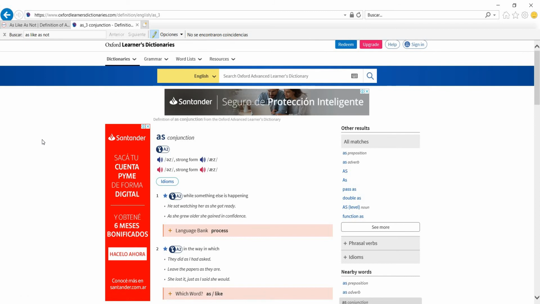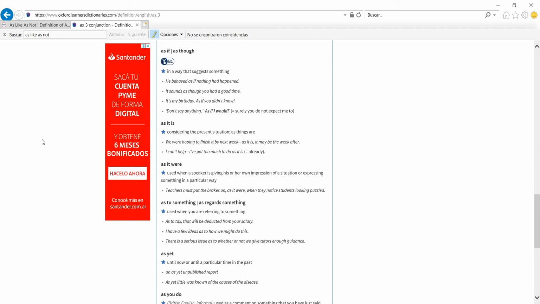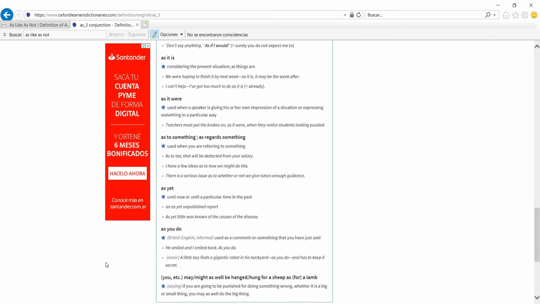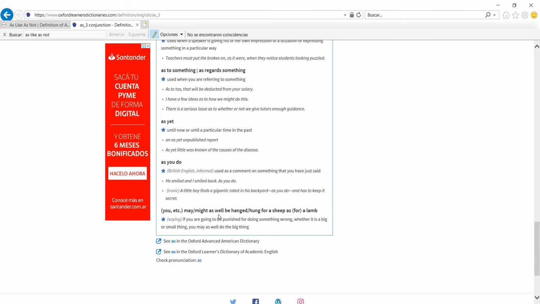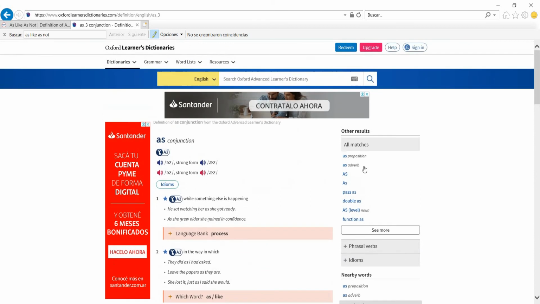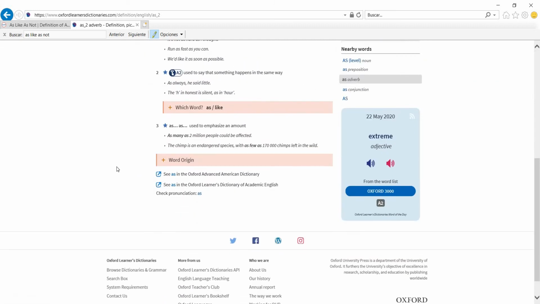Let me see if as a conjunction we're missing some combinations that might be interesting. As yet: it hasn't been published as yet, and as yet unpublished report. Well, and this is an idiom, right, which is very beautiful. You might as well be hanged or hung for a sheep as for a lamb, right? When you may be punished for doing anything, whether it's big or small, right? Okay. It may be as an adverb. No, that's all there is.